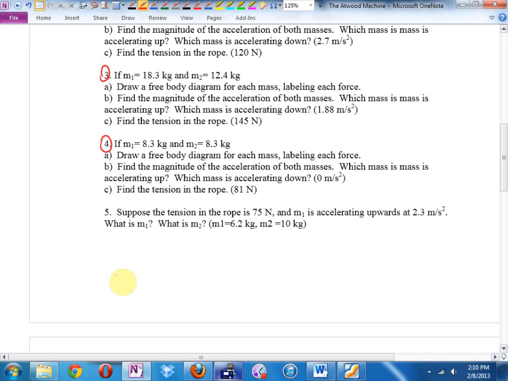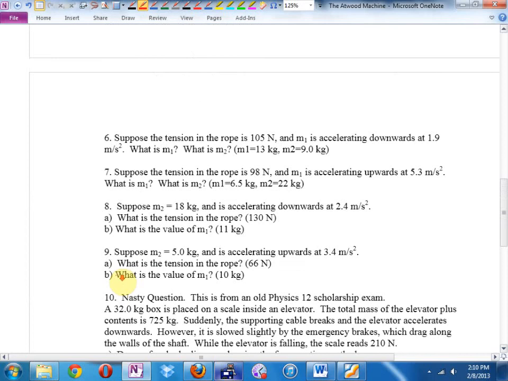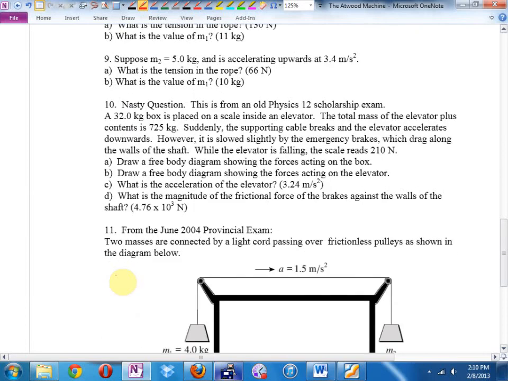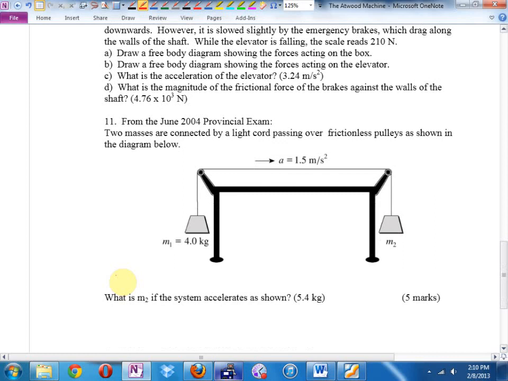You still do a free body diagram, but instead of going winner minus loser equals mass of both to find A, start on the individual masses, work your way up to the double masses. Same with number 6, 7, 8, 9. 10 is a nasty scholarship one, and 11. Those are optional, but if you want to try those, I'll certainly go over those first thing on Tuesday if you have questions about them.